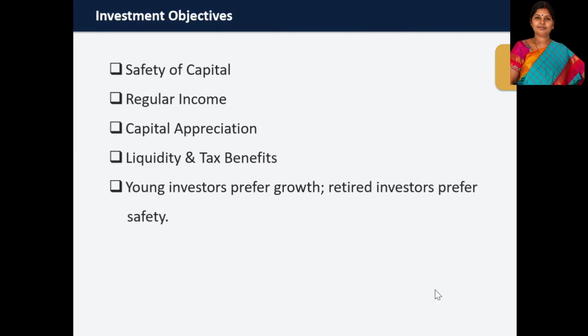Next, you can understand here that young investors generally prefer growth. That is why they invest in long-term funds. But if you take the example of retired investors, they want safety of their money and they want regular returns. So like this, investment objectives differ from investor to investor.